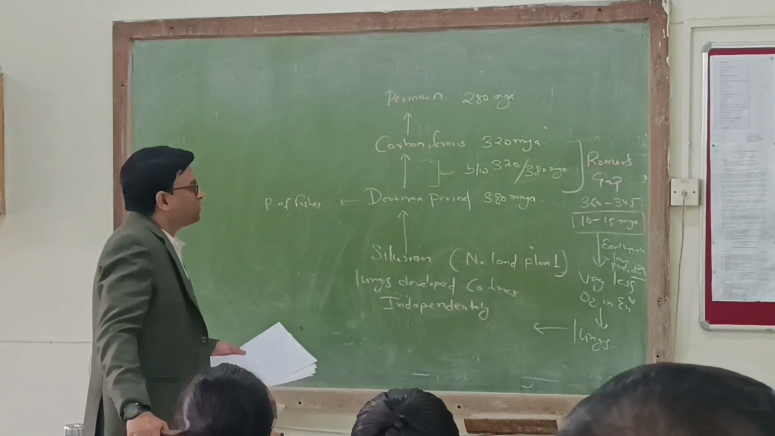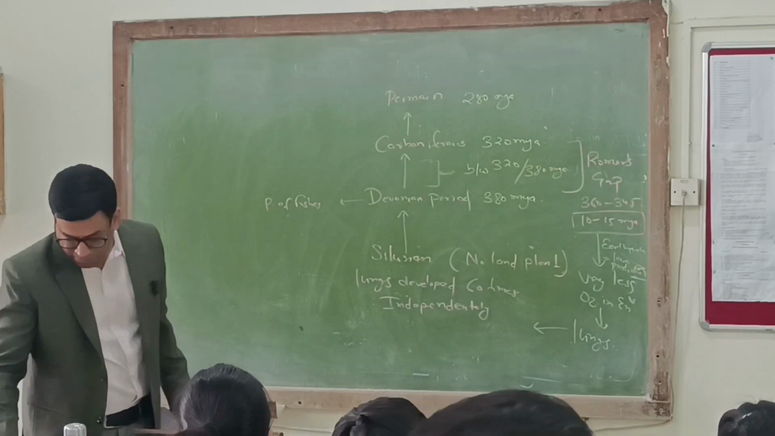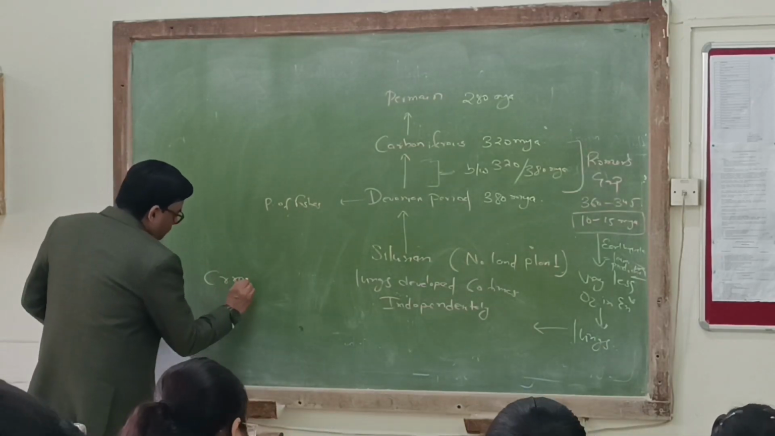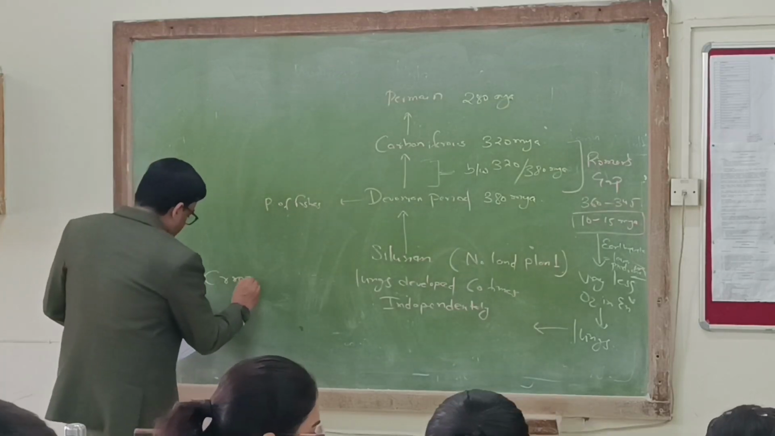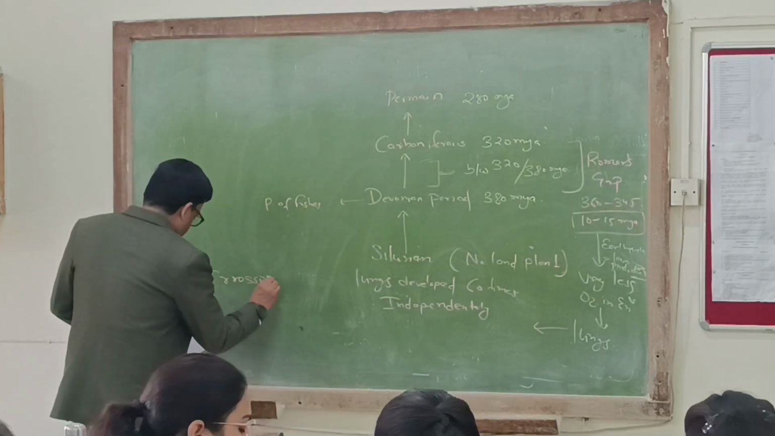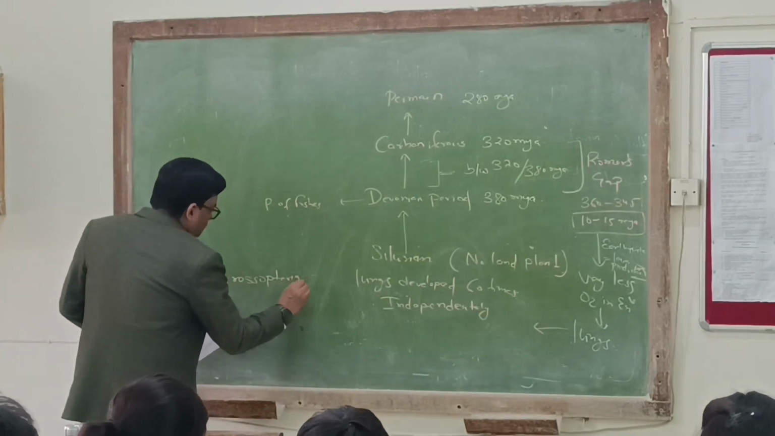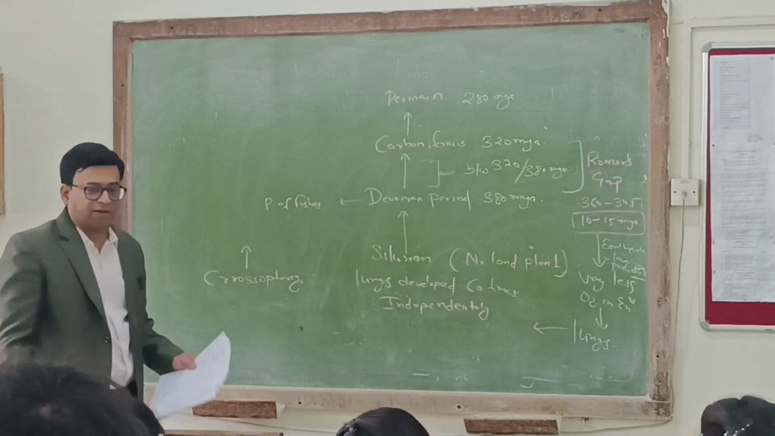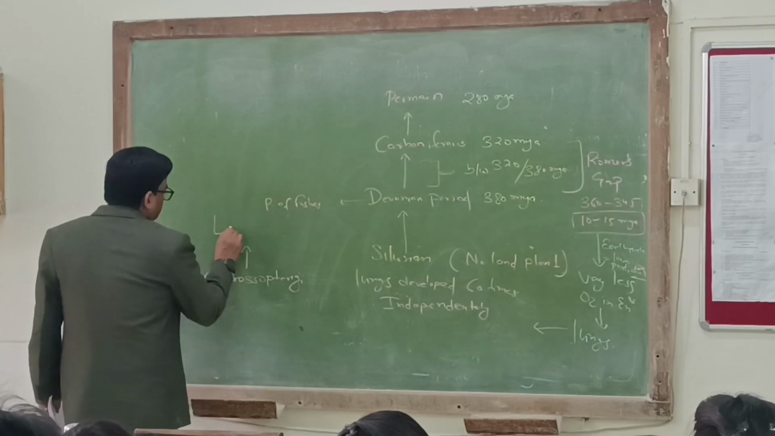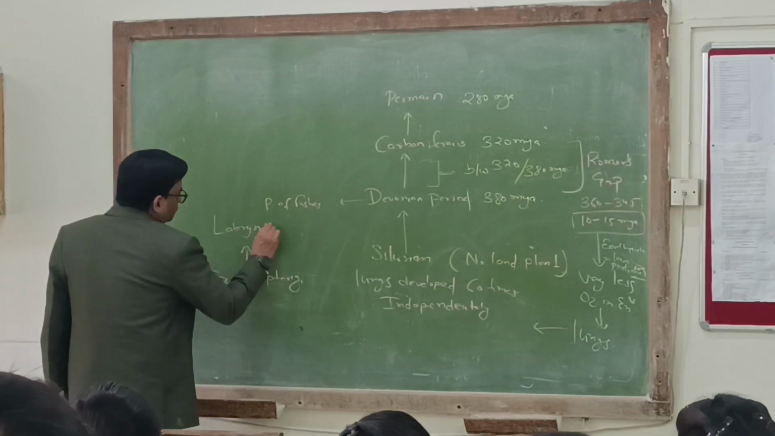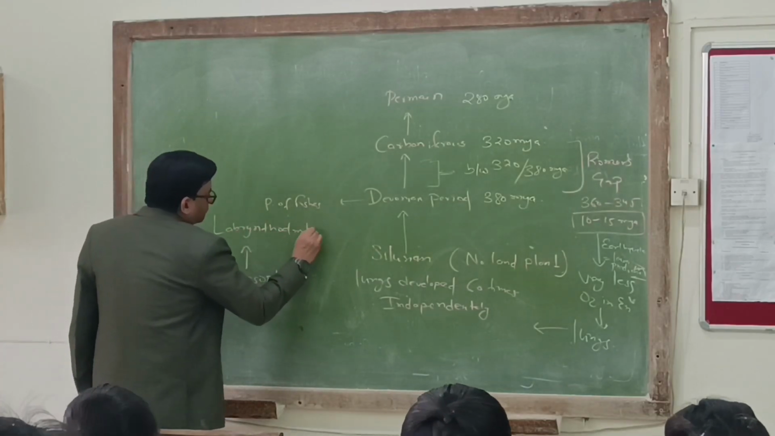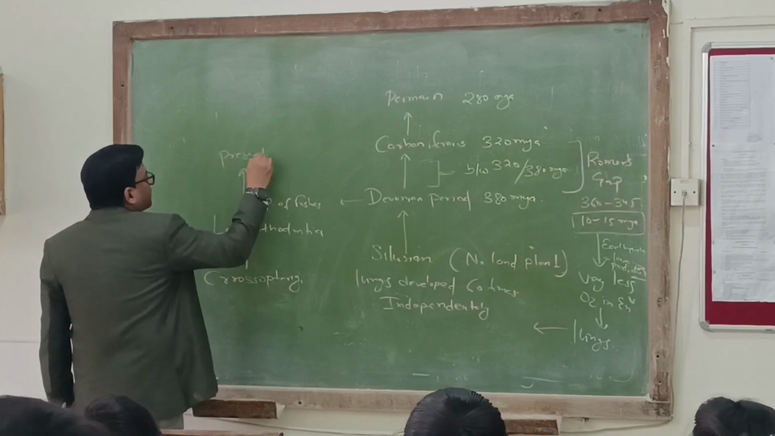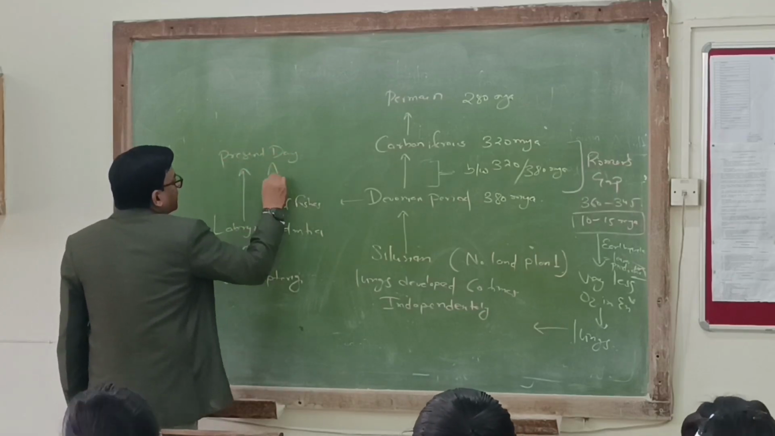And then the crossopterygian fishes, the name of the fish is crossopterygii. Crossopterygii fishes gave rise to the Labyrinthodontia, which give rise to present day amphibians.